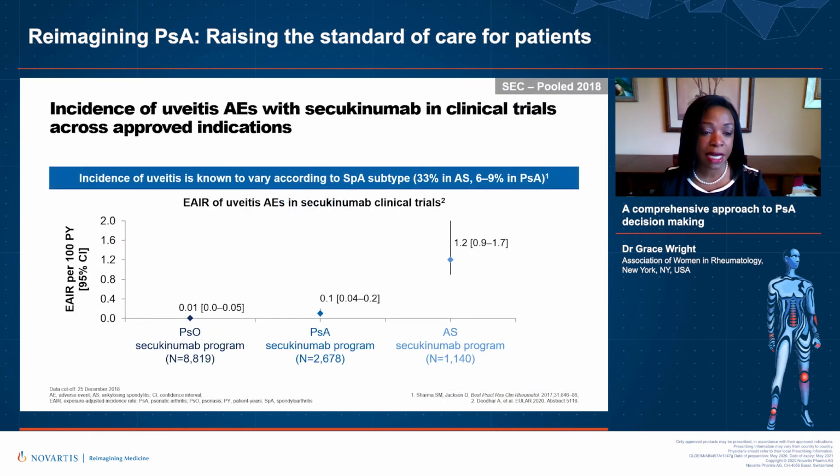But when we look now at the occurrence of uveitis in patients treated with secukinumab throughout the clinical trial program, again looking at the pooled data through 2018, we'll see that the exposure-adjusted incidence rate of uveitis as an adverse event in these patients for psoriasis was 0.01, psoriatic arthritis was 0.1, and ankylosing spondylitis 1.2. And again, as a reminder, incident uveitis varies across spondyloarthritis according to the subtype.